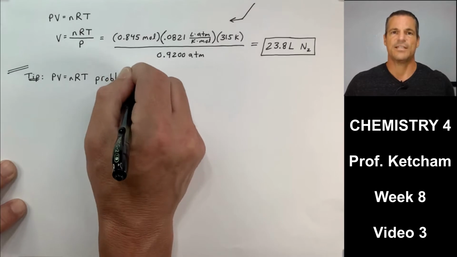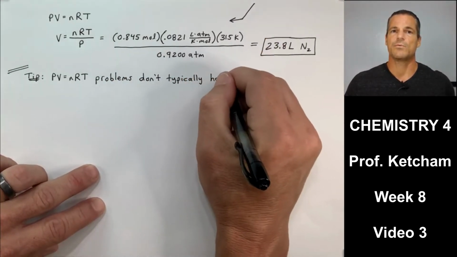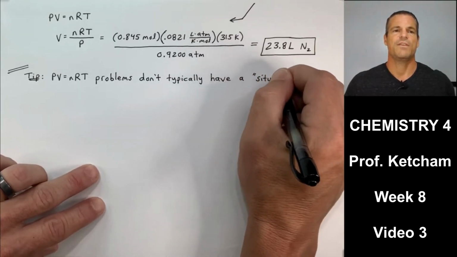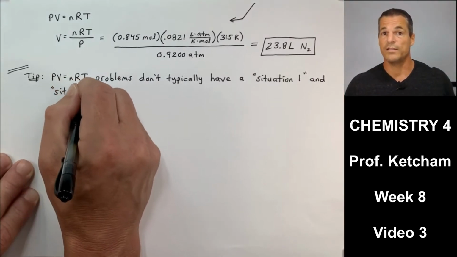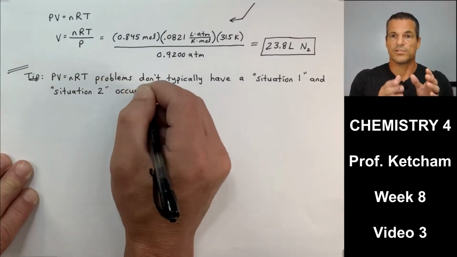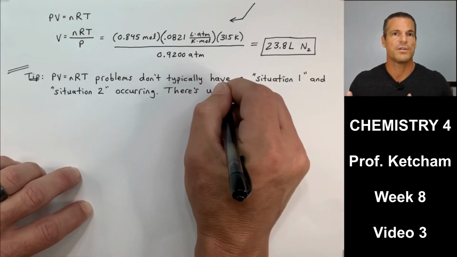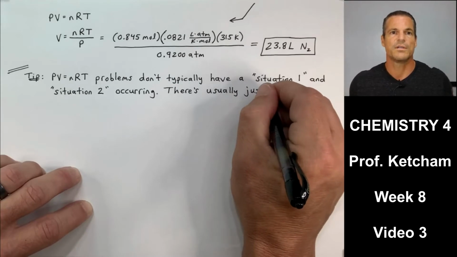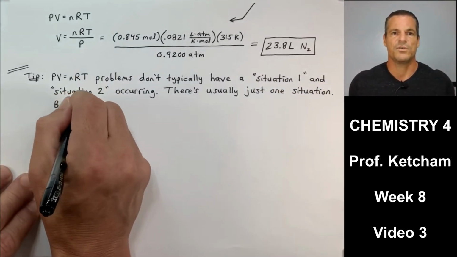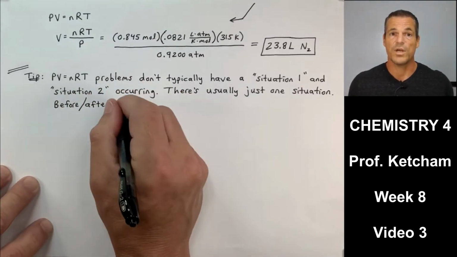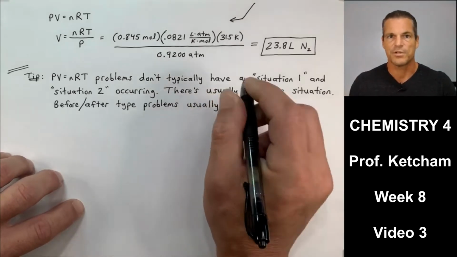Now, here is a very important tip regarding these PV equals nRT problems. PV equals nRT problems don't typically have a situation 1, where there is a certain pressure and volume, for example, and a situation 2 where we have a new pressure and we're asked to solve for the new volume. There's usually just one situation. They give you pressure, they give you volume, they give you moles. You have to solve for temperature, etc.